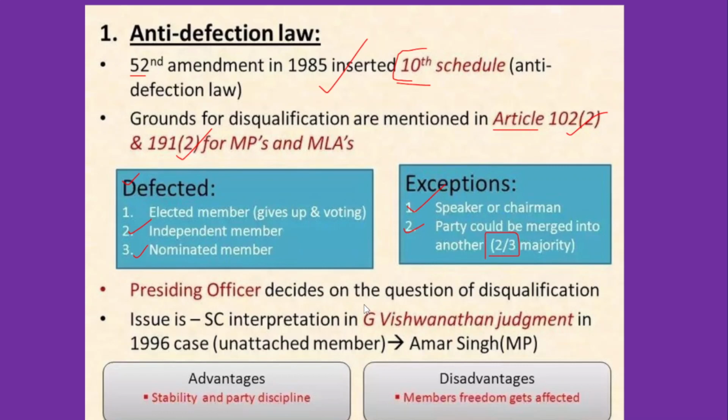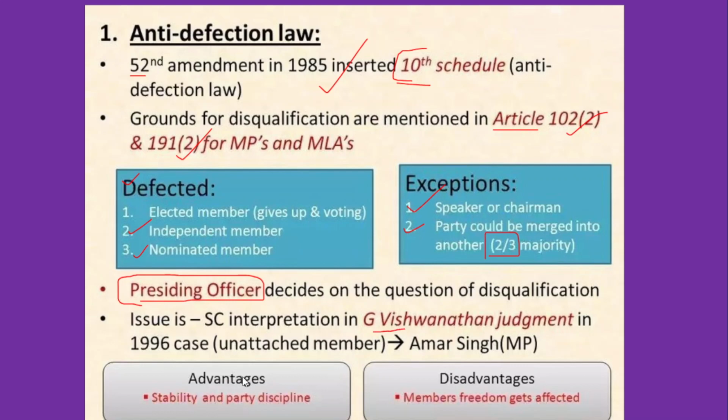However, the presiding officer of the house, for example the speaker of the Lok Sabha or the speaker of the state legislative assembly, has the power to decide the disqualification petition. Okay, so there was Supreme Court intervention in the G. Vishwanathan judgment in the 1996 case.